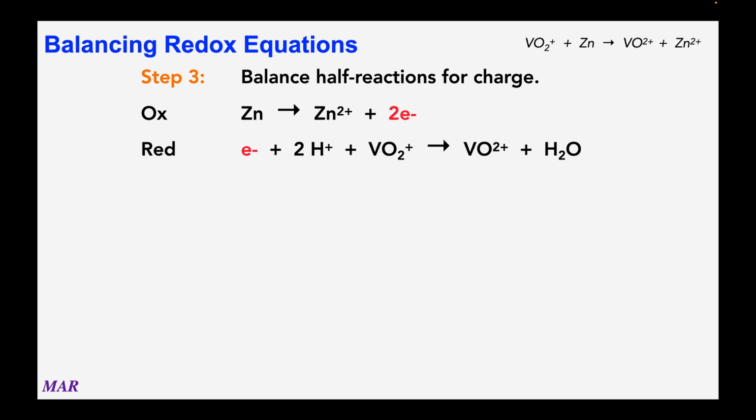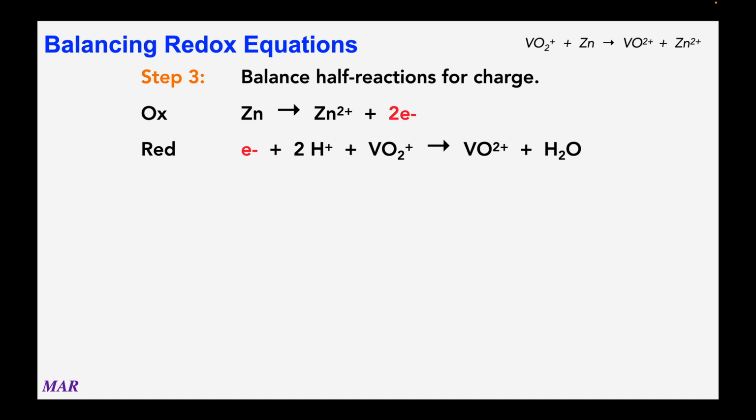The vanadium will do something similar. Now, let's break down the product side first. VO2 plus has a positive 2 charge, and water has no charge. So the whole product side is a positive 2. And if you ignore that electron for just a little bit, VO2 plus 1 is a positive 1 charge.